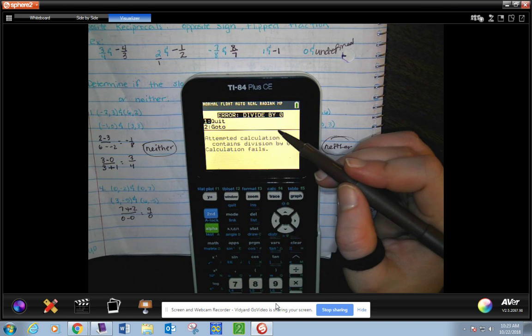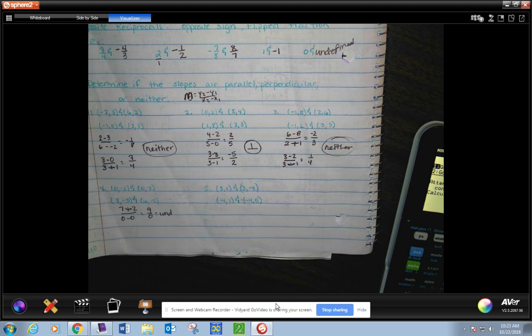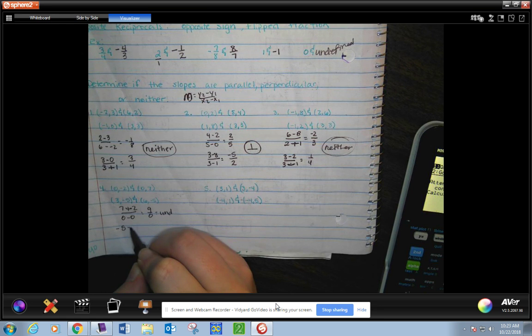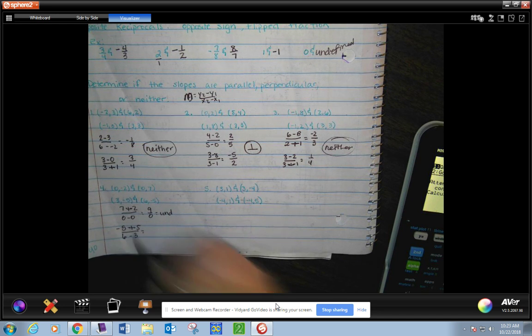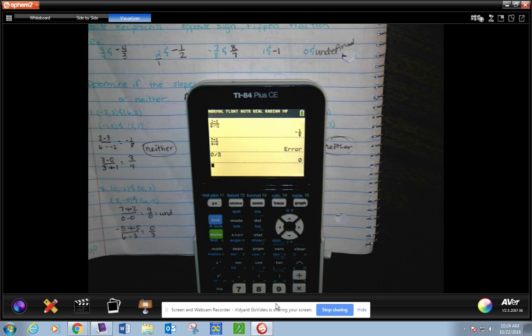If you get error in the calculator, you can't divide something into 0 groups. So when the calculator says error, that means it's undefined. Okay, for my next one, I'm doing -5 minus -5 over 6 minus 3. Change my double negative, and I get 0 over 3. So this time, if you do 0 divided by 3, you get 0.